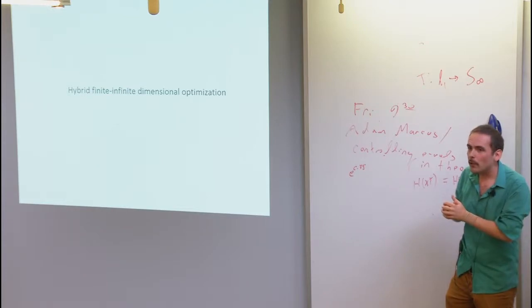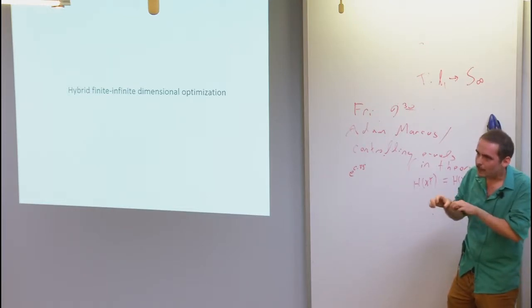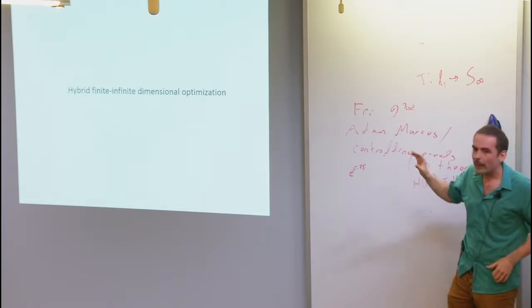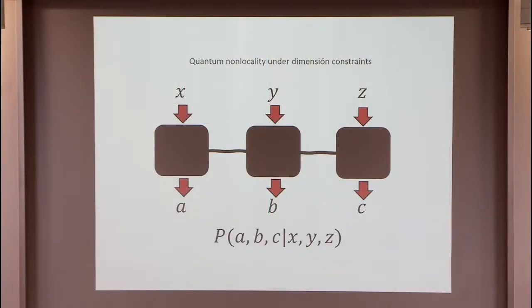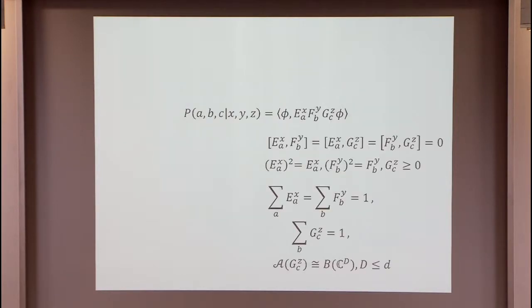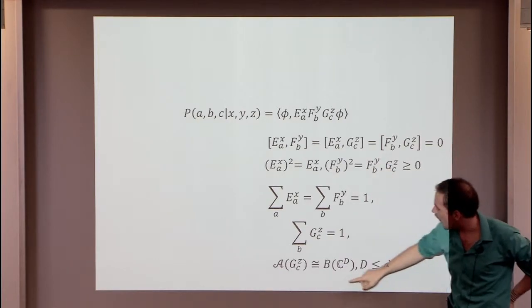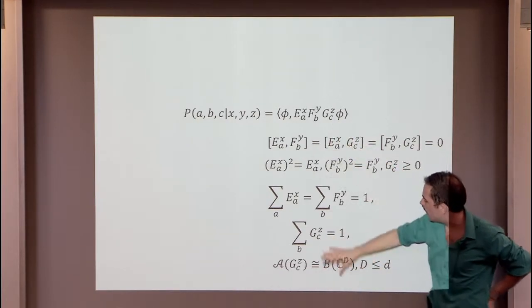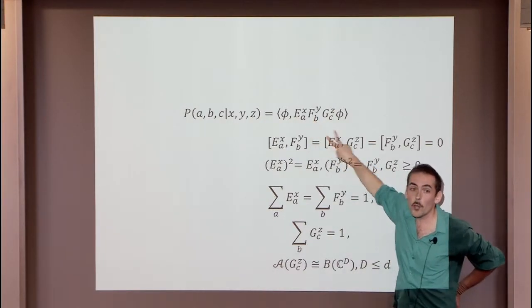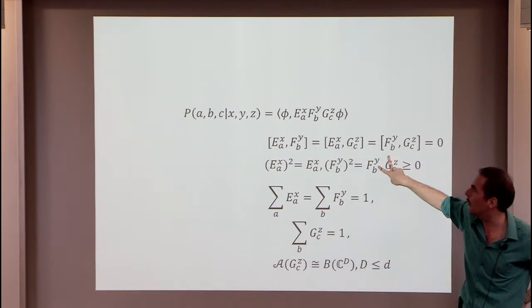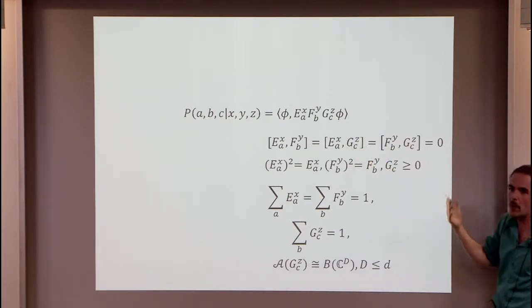We also want to apply it, and I'm now coding this, to what I call hybrid finite-infinite dimensional optimization. The idea is, this time you have three experimentalists conducting measurements, but you bound the dimension of one of them, and you let the other two be free. So now the problem you have to solve is a non-commutative polynomial optimization problem, and the algebra of one of the parties, the algebra of the G's, is constrained to have a dimension constraint. But the algebra of these two is not. So here you cannot apply the Lazar-Parrillo hierarchy, because here you're really optimizing over infinite dimensional Hilbert spaces.